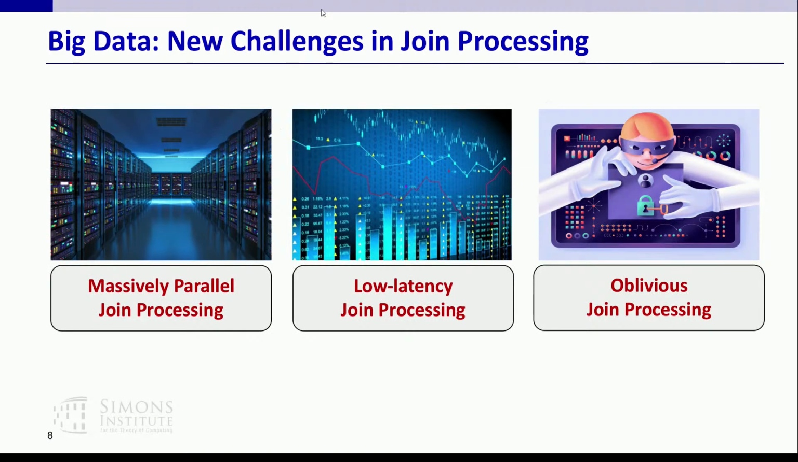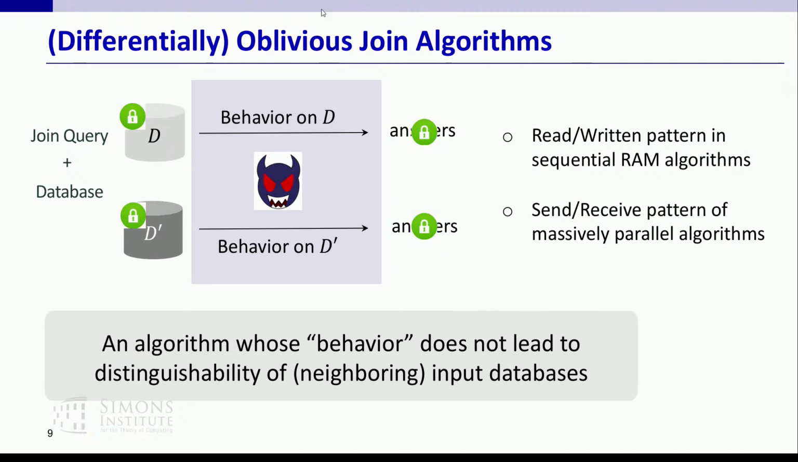The third challenge is that data usually comes from multiple sources and contains sensitive information. So people have paid a lot of attention to the privacy issue: how to evaluate a join query without leaking information about the underlying database. We can see the scenario that even if both the input data and the join answers are encrypted, the adversary can still learn something by observing the behaviors of the join algorithm.